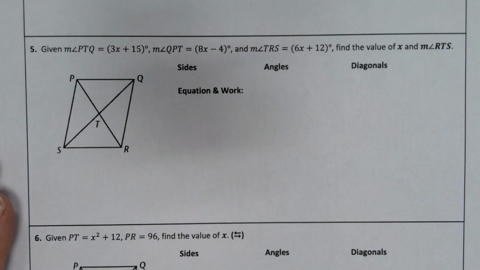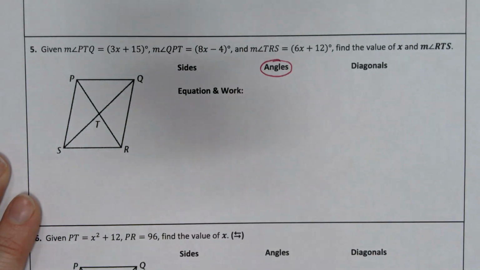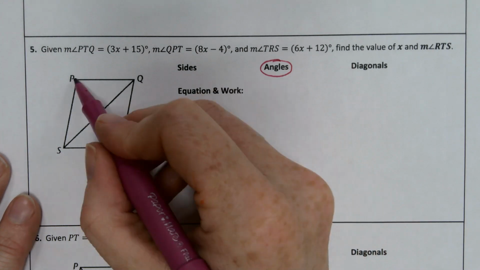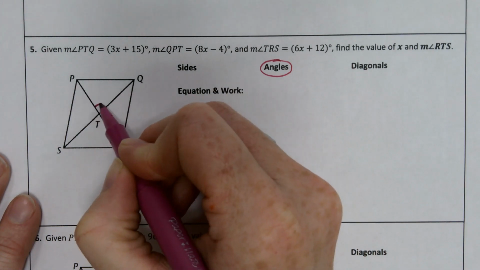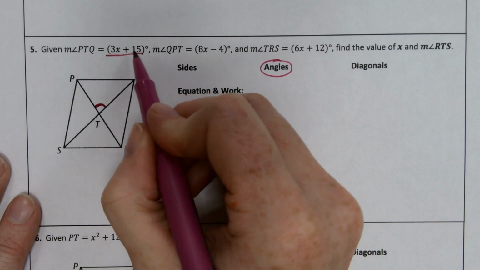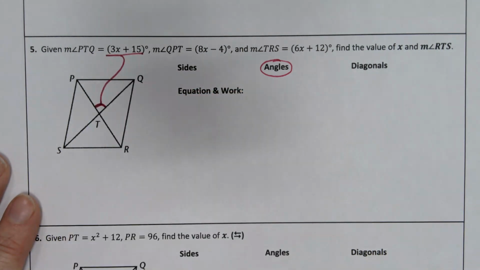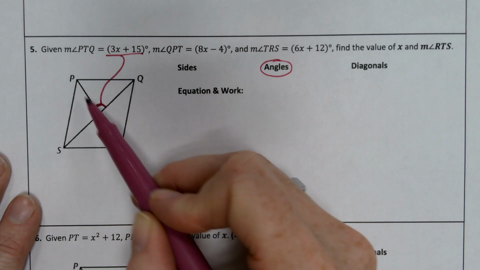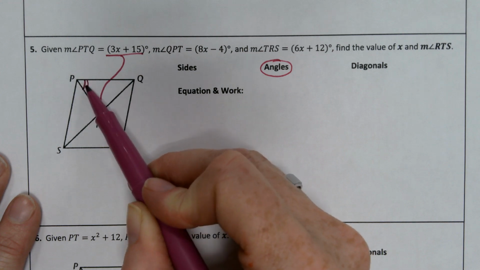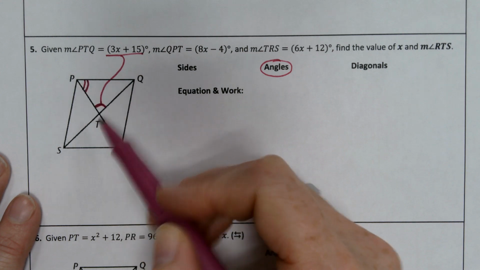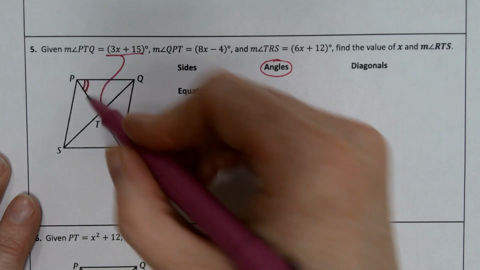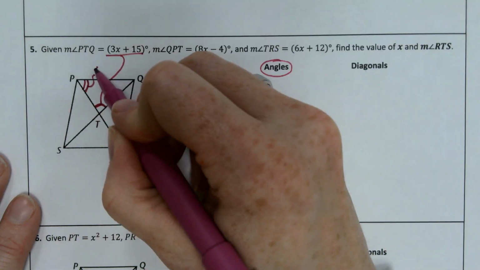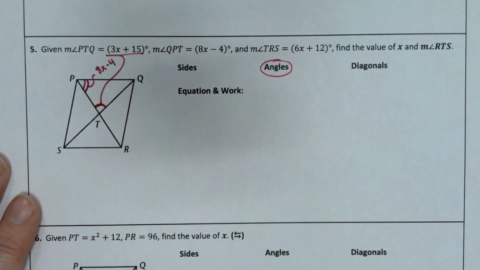Example 5, we're in angle mode again, it looks like. The measure of angle PTQ is up first. PTQ is right here in the middle of the picture. We haven't seen one of those yet, so I'm going to go ahead and mark that. Angle QPT is this part of that corner. So that's going to be, let's see if I can squeeze this in here, 8x minus 4 degrees.